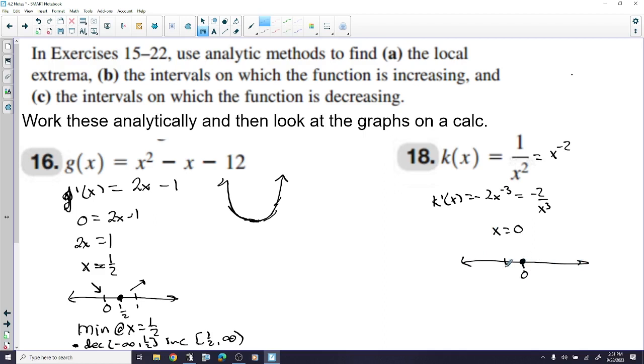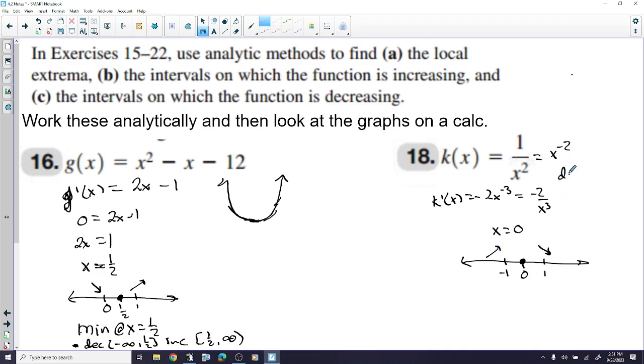So we have a number line. We're going to plug in -1. We're going to plug in 1. So when we plug in -1, we get a negative over a negative, which is a positive. So we have an increasing function. Then when we plug 1 in, the derivative is negative, so we have a decreasing function. So it looks like we have a local maximum here.